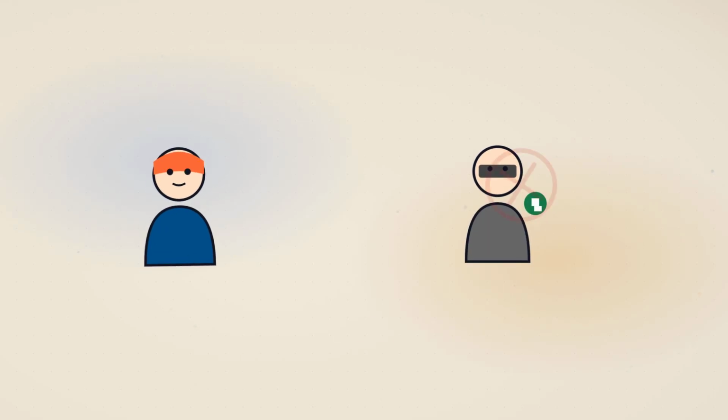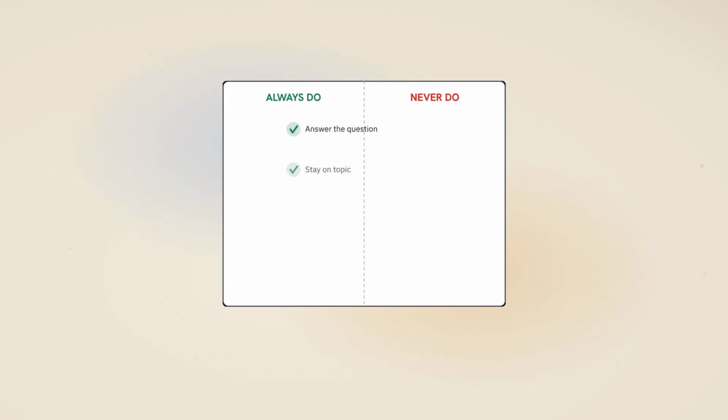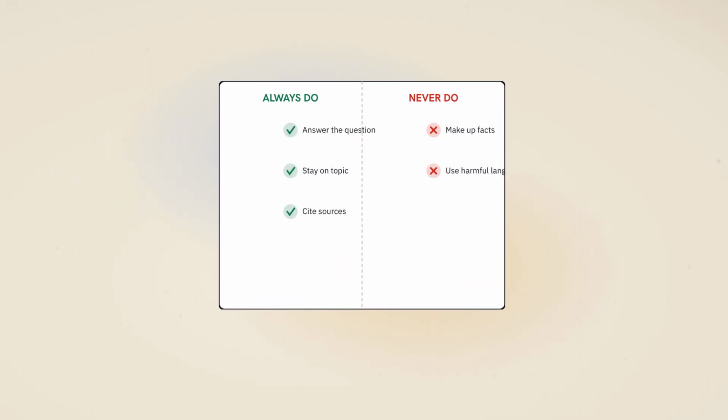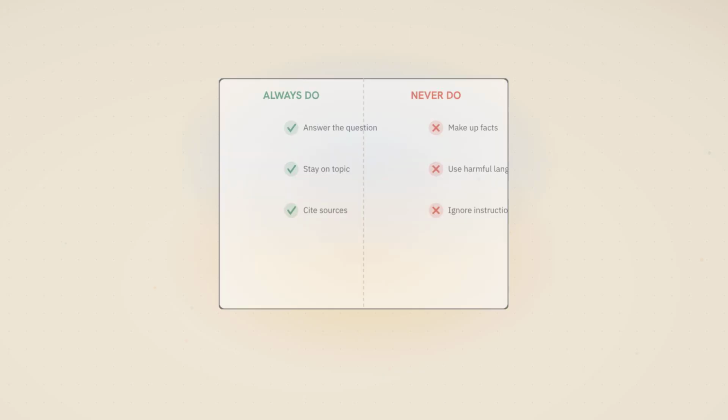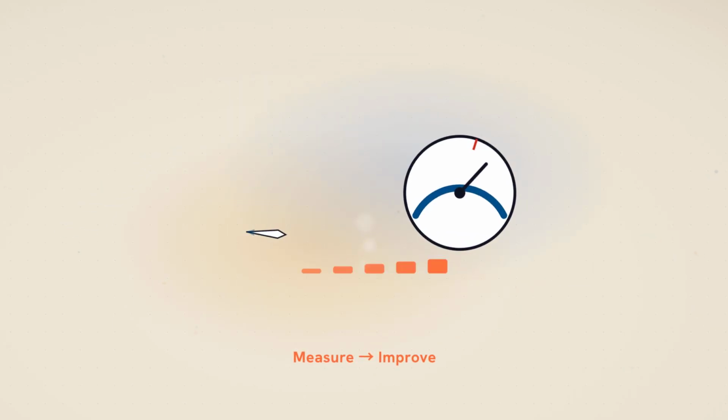So what's your actual move as a product manager? Don't just ask the engineers if the model looks good. That's not a real test. Open a blank doc and write down 3 things the AI must always do and 3 things it must never do. That's your checklist. Remember, you can't improve what you don't measure.